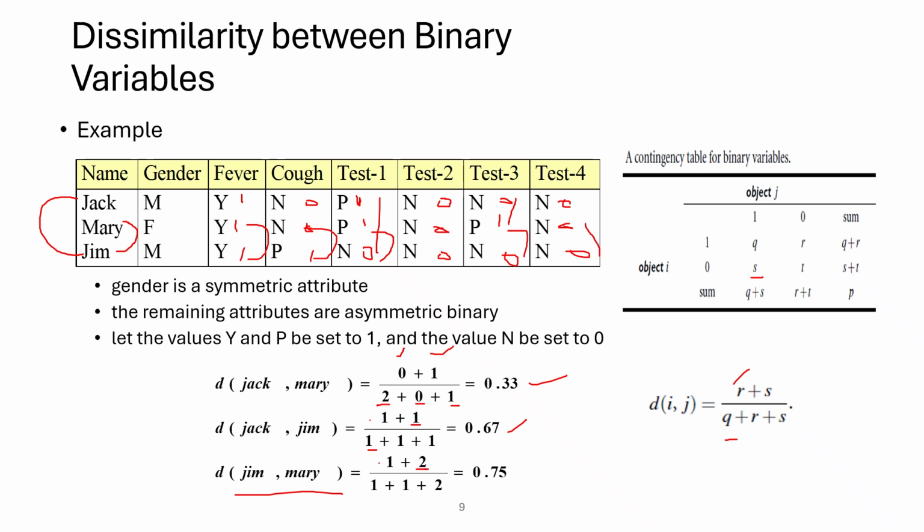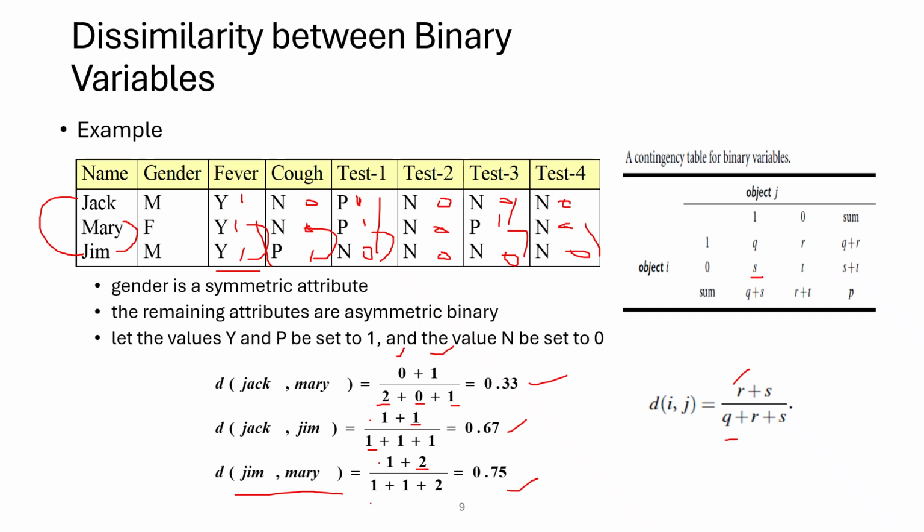Got it? So now Q, 1 and 1. It should be 1 and 1. Yes, I have a possibility here, only one possibility. So Q is 1, and as we know already, R is 1 and S is 2. So you will have 3 divided by 4, which is 0.75. Likewise, you will be calculating the dissimilarity between the binary variables.